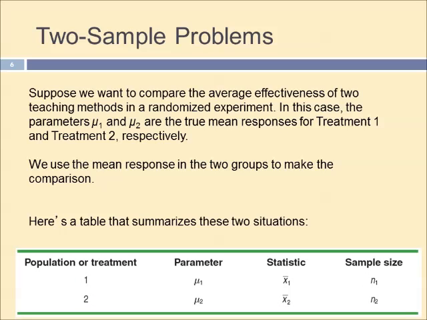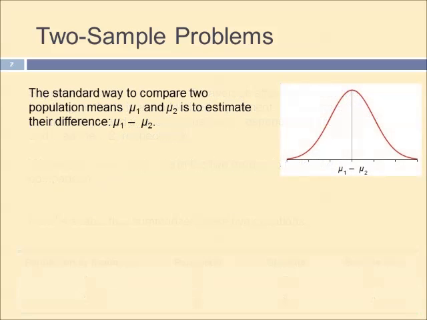So here's a table that summarizes both of these situations. We have two populations or two treatments. Each population has some parameter, mu sub 1 and mu sub 2, that we don't know and we want to know. We gather information in terms of statistics on a sample. We get a sample mean from both samples, and each sample has its own sample size.